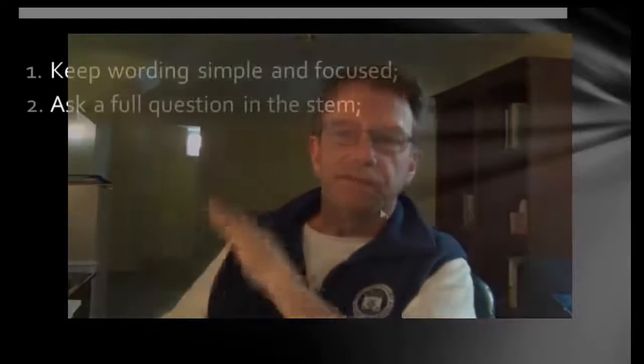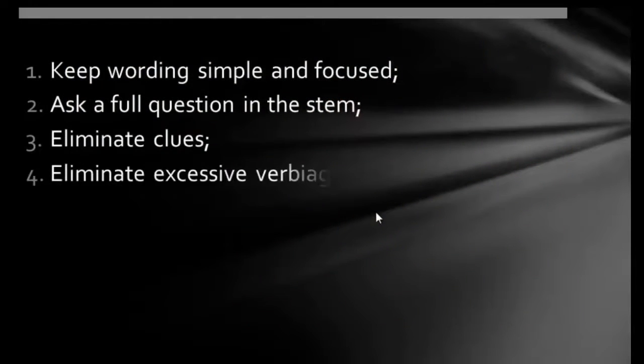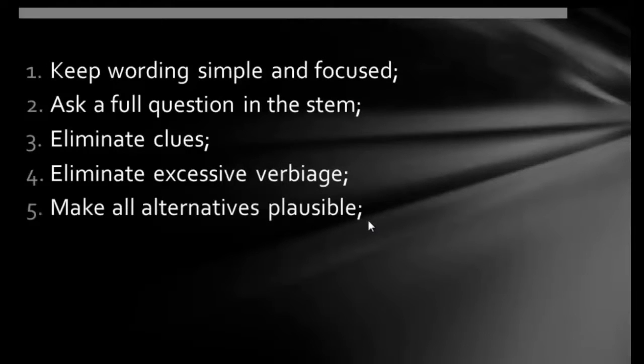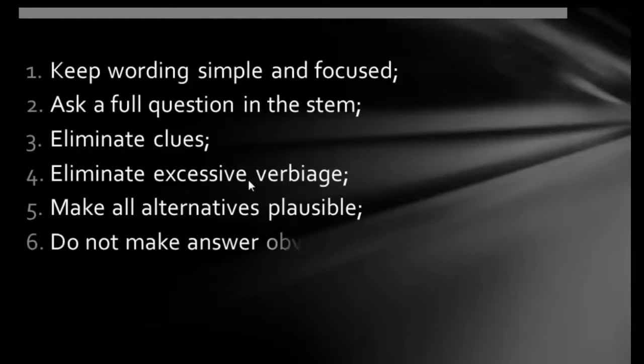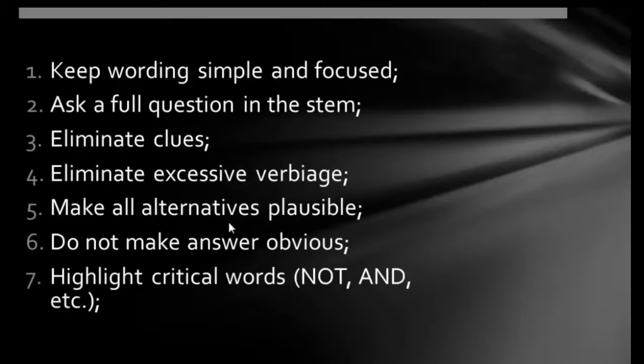Now, writing quality items, there's a lot of different criteria and rules for them. Here are some of them. Keep wording simple and focused. Ask a full question in the stem. Eliminate clues. That's using a or an, and then there's words beginning with consonants and words beginning with vowels. Take out any excessive wording. If you're doing a multiple choice, make all four alternatives plausible. If you're doing a matching, then they all should be similar items that you're matching. Of course, don't make the answer obvious.